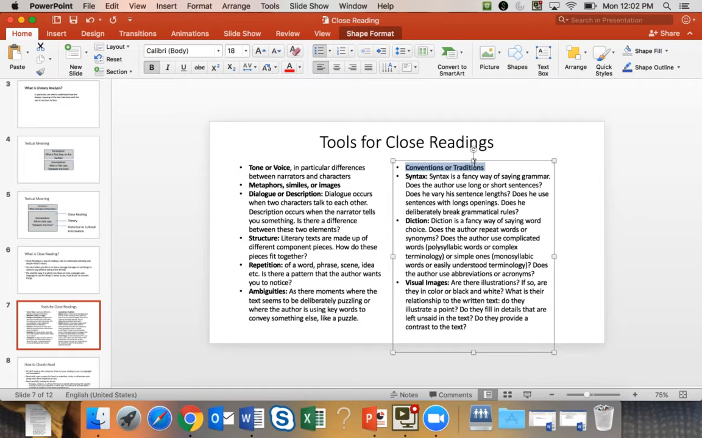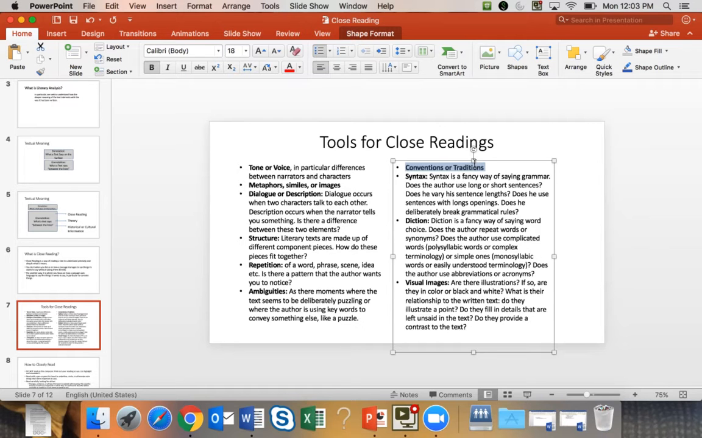All right, another tool we can use is syntax. Syntax is a fancy way of saying grammar. And things that you can examine when you're looking at a text are questions like, does the author use long or short sentences? Does he vary his sentence lengths, or does he repeat similarly long or similarly short sentences? Does the author use sentences with really long openings where you can't really tell where the subject is? Does the author deliberately break grammatical rules?